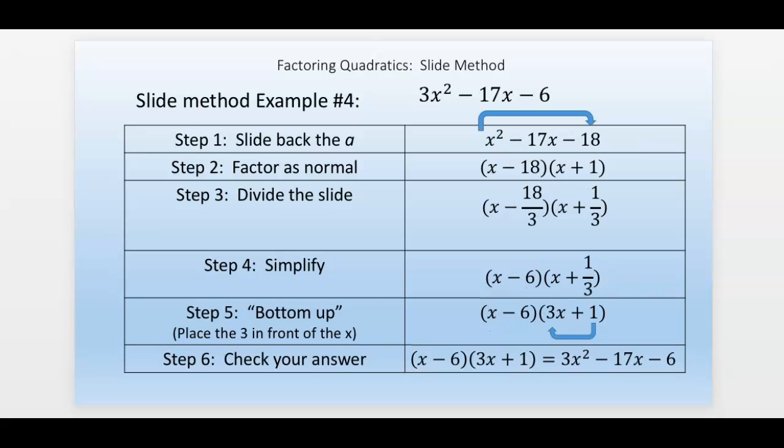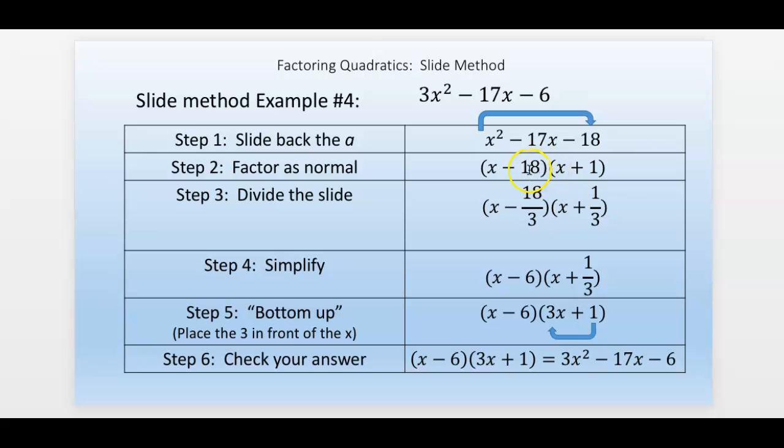All right, the last one. And this is one where both signs are negative. But remember, that means that the signs in our answer are different. Again, you can look and see 3x squared minus 17x minus 6. It does not have a greatest common factor. So we have to slide back that 3 to start to factor it. So 3 times 6 is 18, and it's negative 18.